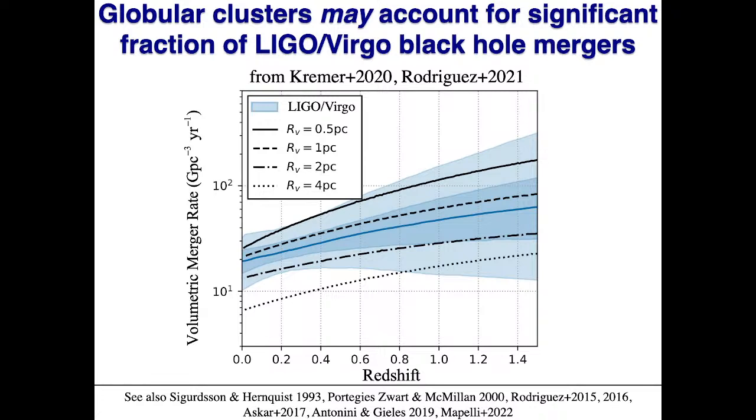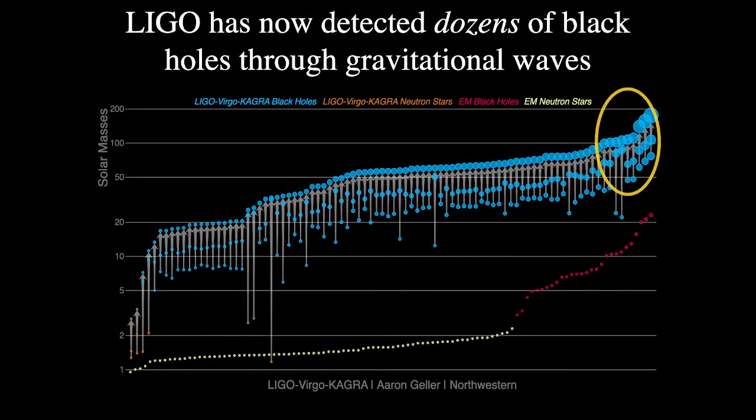So anyway, the punchline of this is that in principle, the rates that we infer from N-body simulations are on the same order of magnitude compared to what's been inferred from LIGO observations so far.